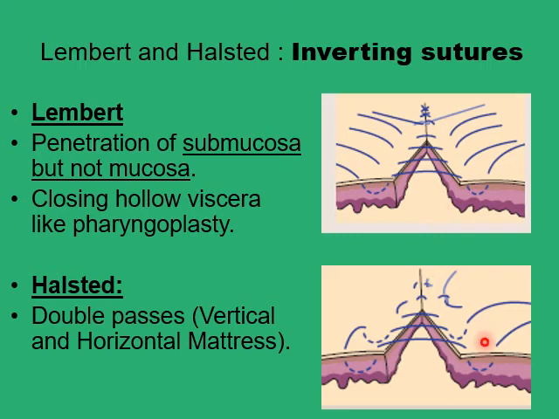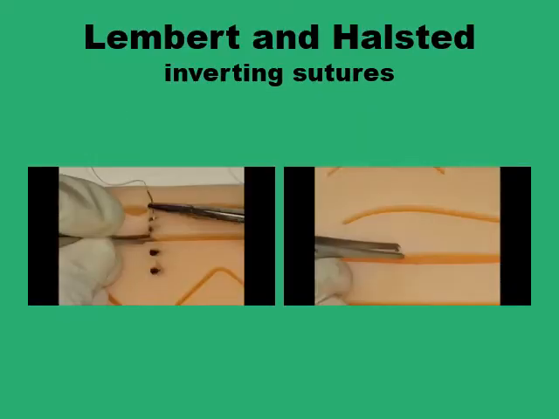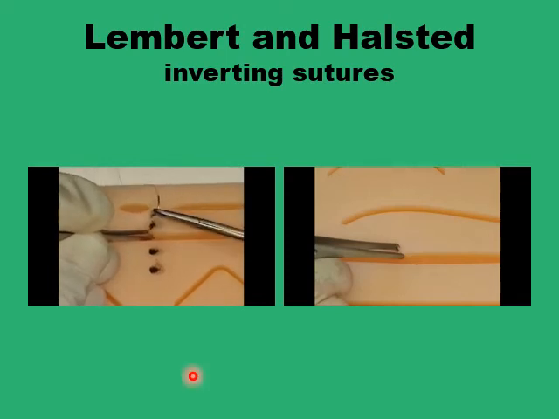And the Halsted is a modified Lembert in that you do the Lembert first, and then rather than tying it, you do another suture beside it. So you have actually a combination of a vertical mattress and a horizontal mattress together, and that provides better tension support to the wound and better inversion. So this is how the Lembert suture is being done.